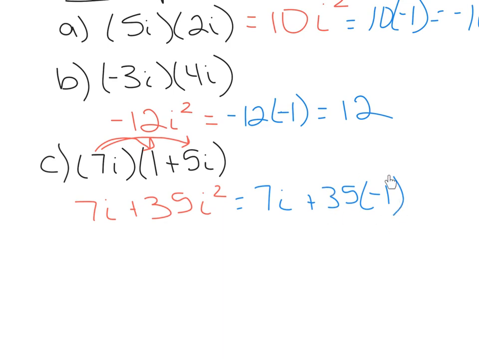This is the real number here, and this is the imaginary term here. So we need to flip the order here to put this in standard form. The real number goes first. So that's all I'm going to do as the next step. I'm going to write this as the real number first, negative 35, plus the imaginary term, 7i.